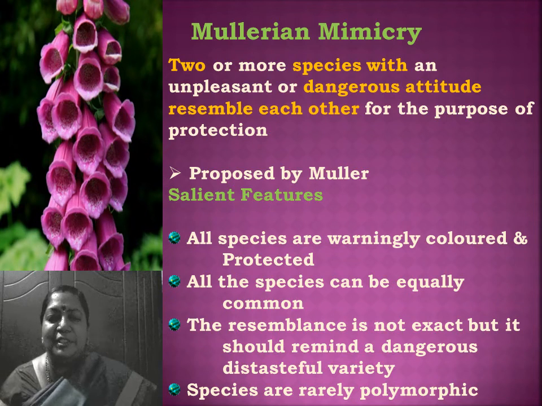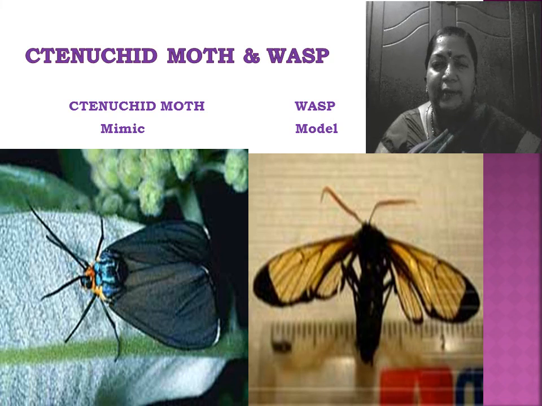The salient features of Mullerian mimicry are as follows: all species are warningly colored and protected. All the species can be equally common. The resemblance is not exact, but it should remind a dangerous, distasteful variety of animal. Species are rarely polymorphic. Ctenuchid moth and wasp both are dangerous insects, but they try to resemble each other in order to protect themselves from the predator.